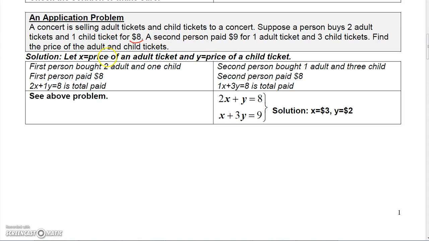Well, since it says find the price of the adult and child tickets, that's going to be my unknowns. So what I'm going to do is let x be the price of an adult ticket, and I'm going to let y be the price of a child ticket.